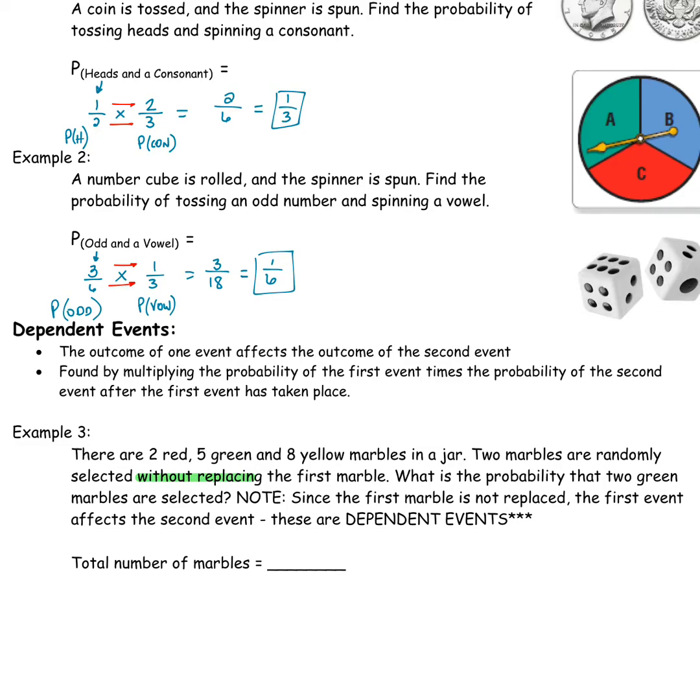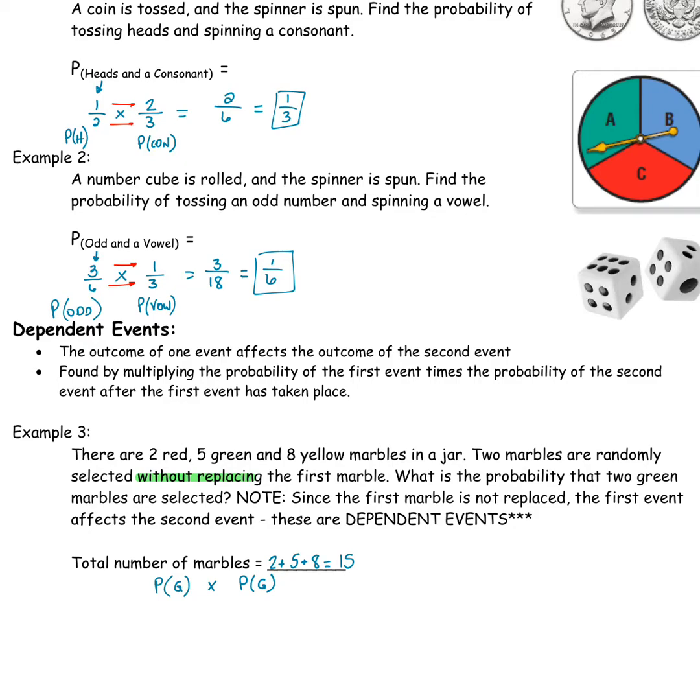Note, since the first marble is not replaced, the first event affects the outcome of the second, creating a dependent event. First off, we need to find the total number of marbles. We've got 2 red, 5 green, and 8 yellow. So 2 plus 5 is 7, plus 8 is 15. There are 15 total marbles. So we've got the probability of green, and then times the probability of green again.